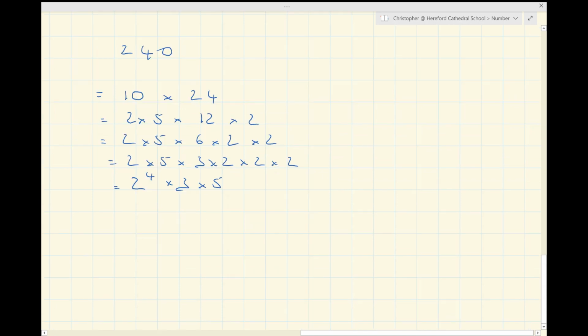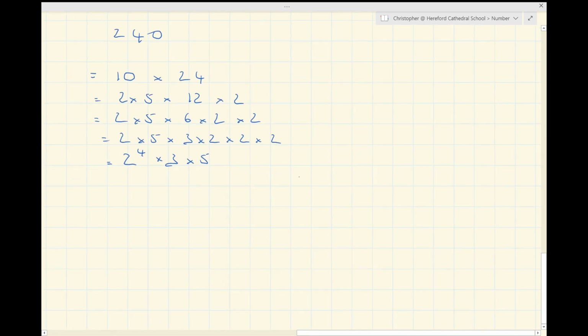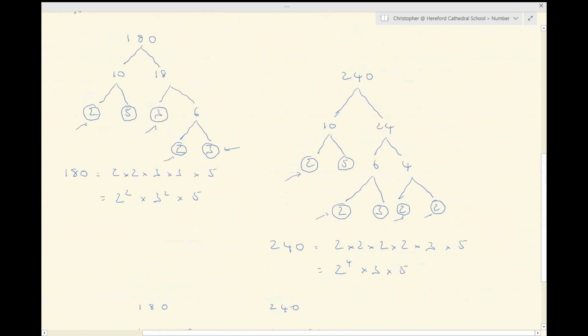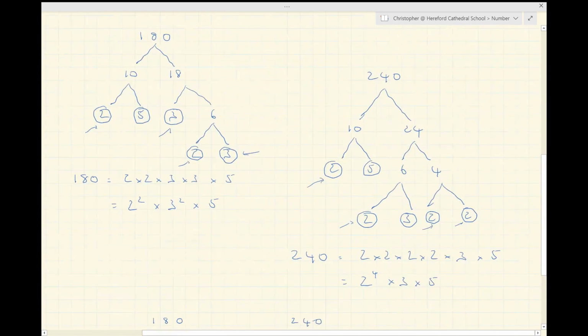Now the nice thing about doing it this way, I think, is that you can take 240, for example, and I can say, well, I know that's 10. Now 24, I know that's 8 times 3. And then if you know 10 is 2 times 5, well, I know that 8 is 2 cubed already, times 3. So that gives me 2 to the power of 4 times 3 times 5. I kind of like this way because you can be a bit more flexible. But if you want a fail-safe method, then probably the factor tree is your answer.